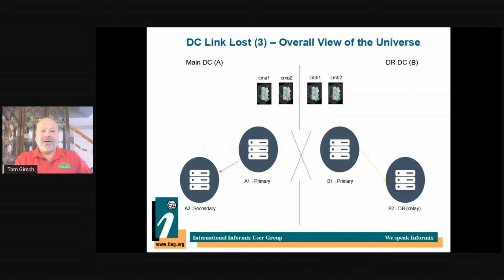And now our view of the universe looks like this. I have two primaries and two data centers, and a secondary in one and a DR server on a delay in the other. And now we have a split brain. If I have clients connecting to both data centers, now I got a problem because my data is getting out of sync. And that's nightmarish to recover from. So this is a situation you want to avoid at all costs.